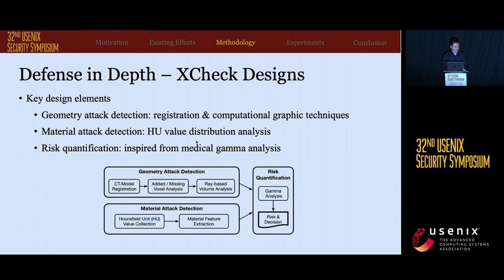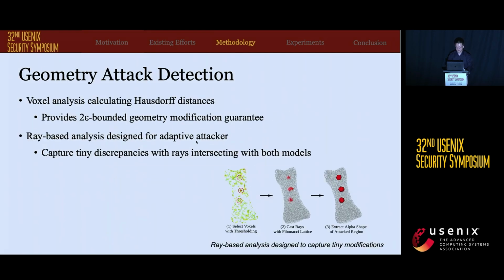To summarize, XCheck takes a defense in-depth approach. To validate the geometry, we first register the CT scans and the design models. Then we develop computational graphics techniques to compare them to reveal discrepancies. To validate the material, we leverage attribute value distribution analysis. And at last, we draw inspiration from medical domain gamma analysis to derive the risk quantification.